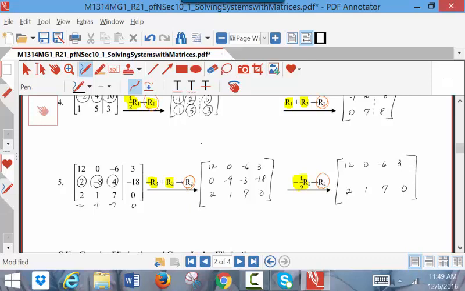I'm going to take negative 1/9 times every element in row 2. Negative 1/9 times 0 is still 0. Negative 1/9 times negative 9 is 1. Negative 1/9 times negative 3 is a positive 3/9, which is 1/3. A negative 1/9 times a negative 18 is positive 18/9, which is 2.